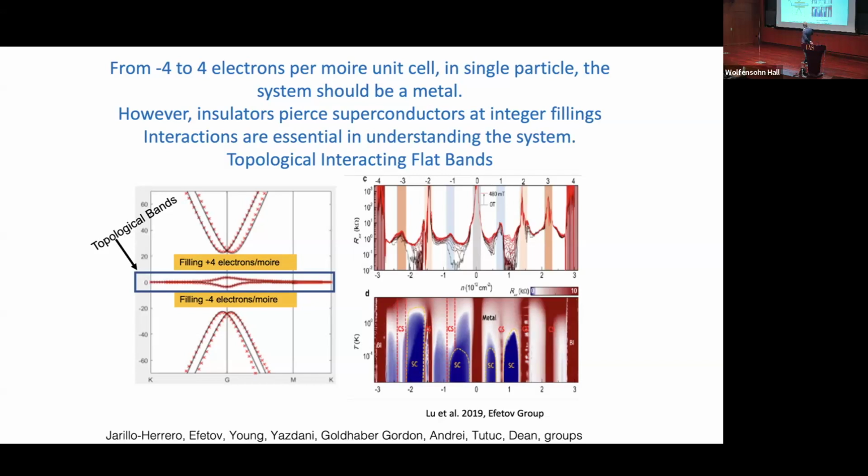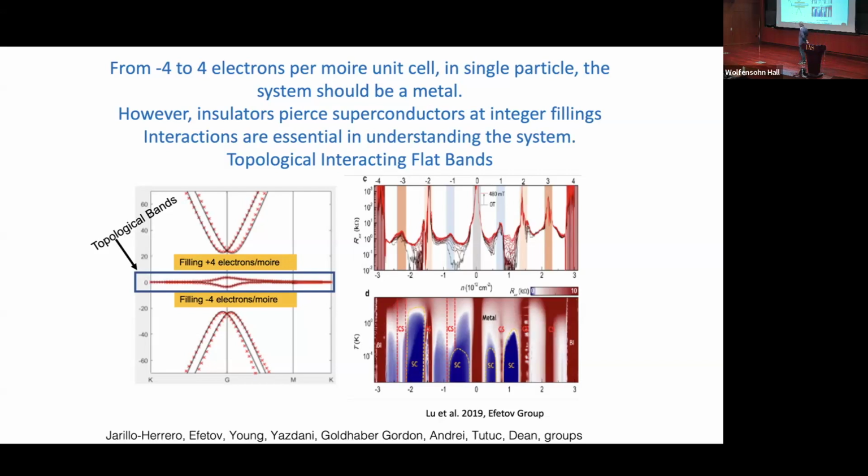But basically, these are insulators which, to varying degrees of complexity, you can describe by some sort of intervalley coherent states, the IKS state, as I'll show later. But you want to describe not only these insulators, but more importantly, the state in between these insulators, which is a superconductor, what leads to the superconductor, and the strange metal that appears here.